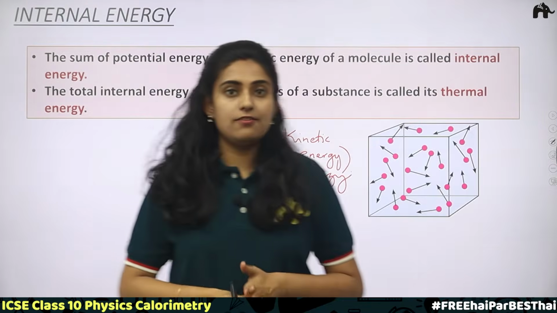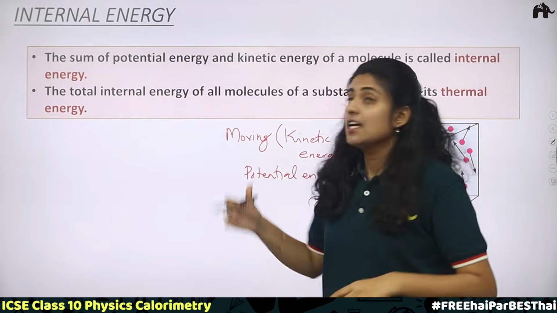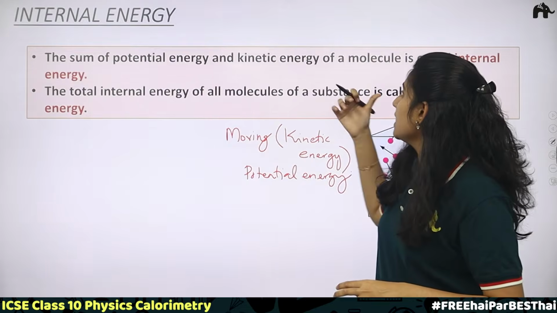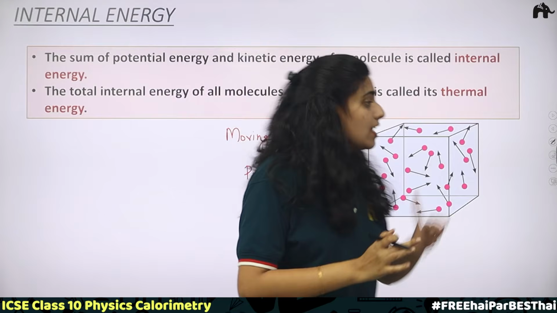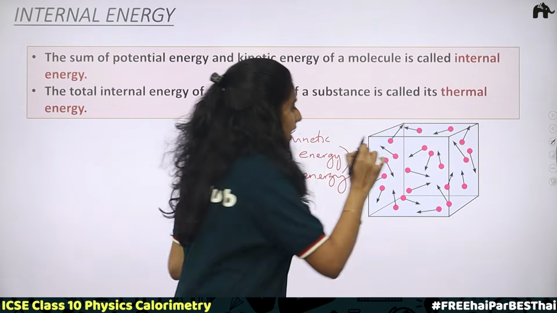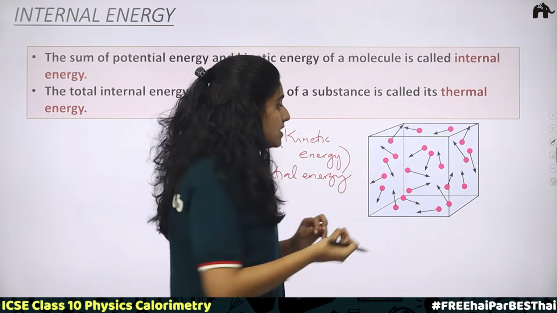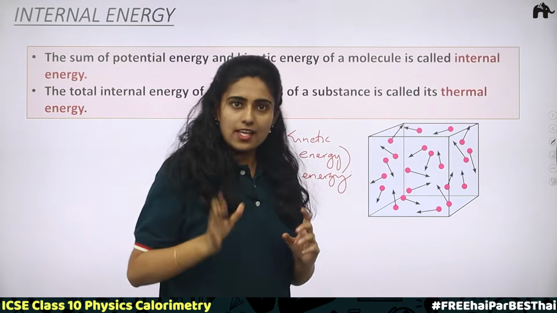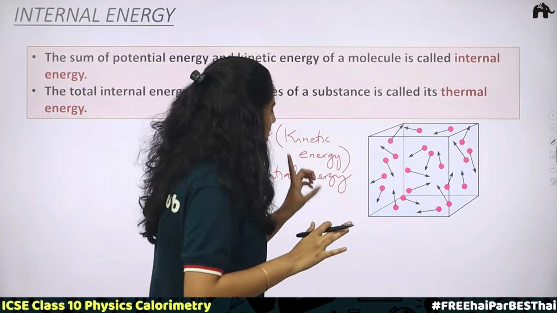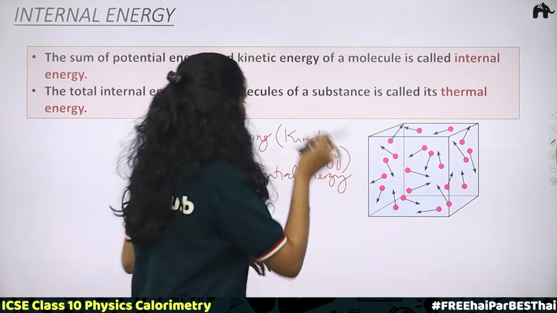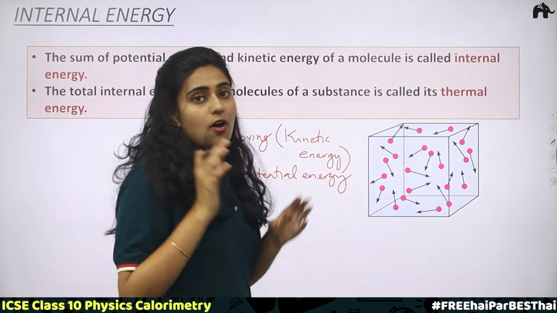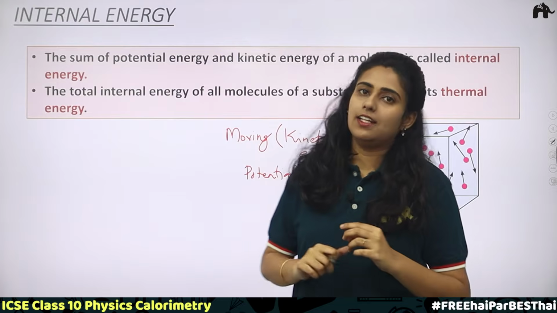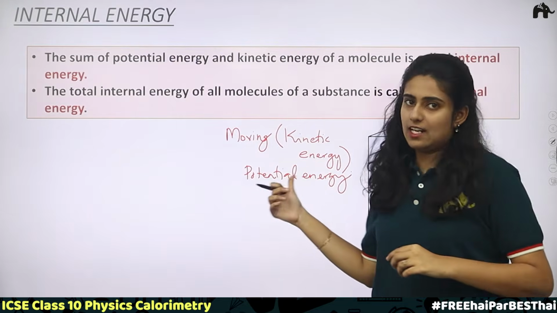Now we can define what internal energy is. The sum of potential energy and kinetic energy of a molecule is called internal energy. As we said, if you take any one molecule, the molecule possesses potential energy as well as kinetic energy. Potential energy due to its force of attraction and kinetic energy due to its motion. So this sum of potential energy and kinetic energy will give you its internal energy.